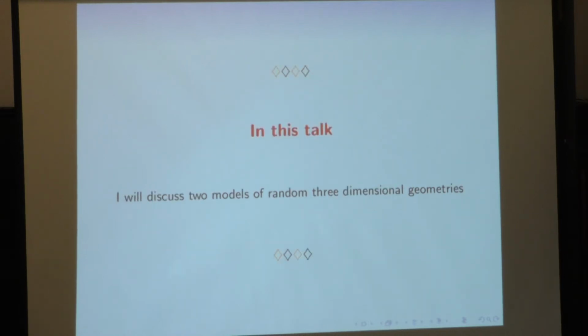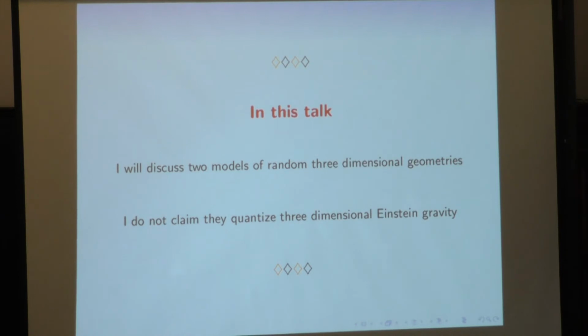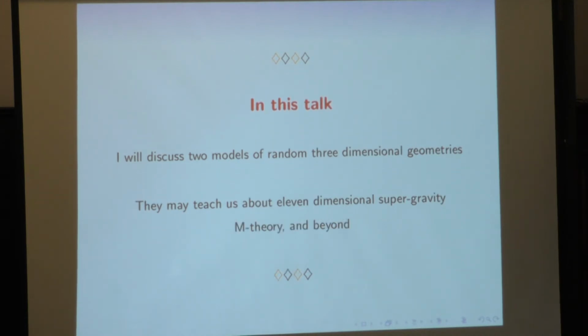So in this talk, I will discuss two models of random three-dimensional geometries. In fact, one model will reduce to another one. I will not claim that they actually quantize three-dimensional Einstein gravity, but I claim that they're nevertheless interesting because they will probably teach us something about the 11-dimensional supergravity. And even beyond.